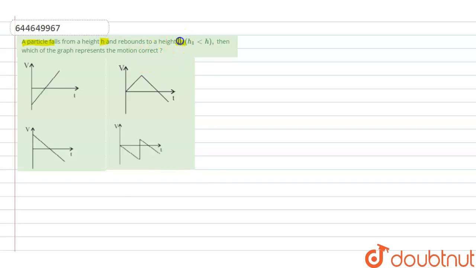Hello, in the question we're told that a particle falls from a height h and rebounds to a new height h1 such that h1 is less than h. Then we are asked which of the following graphs is the correct representation of the motion.